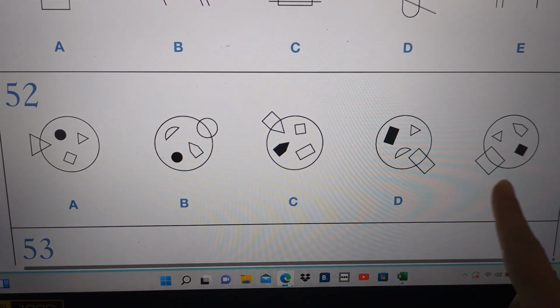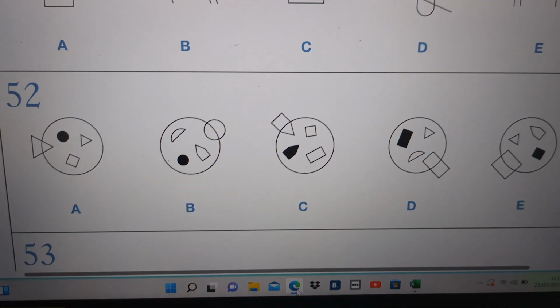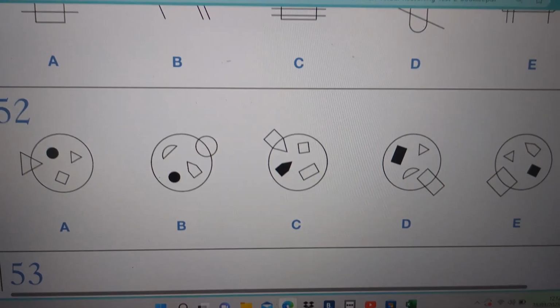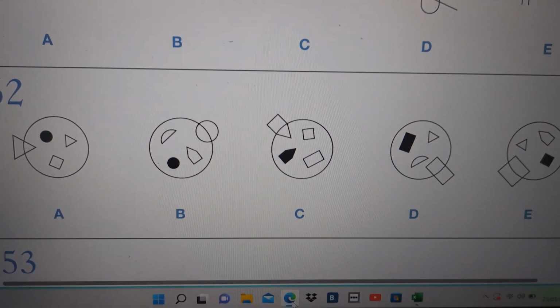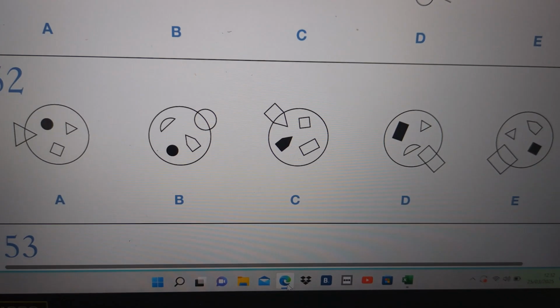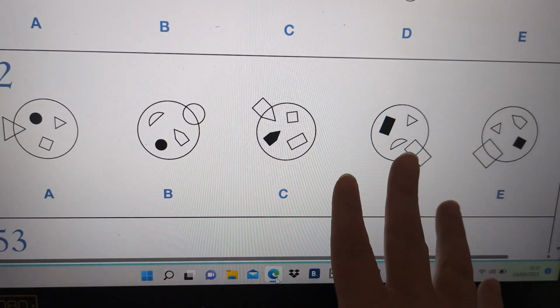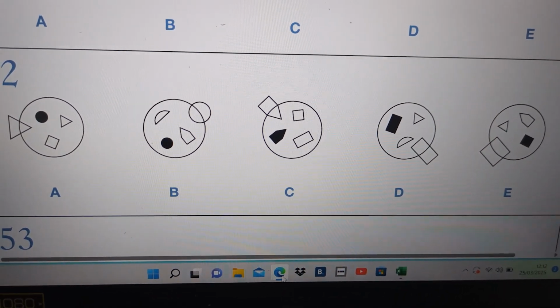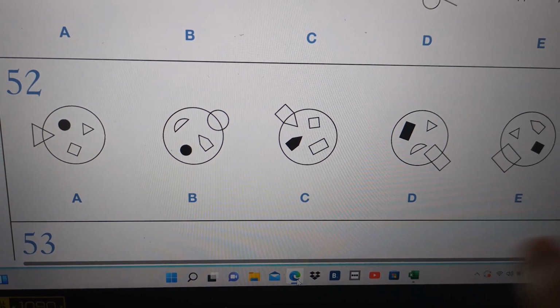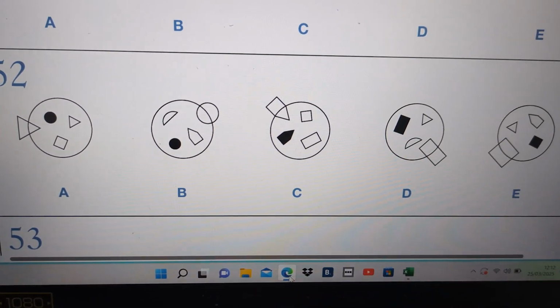This is the next question we're going to look at. So if you want to pause the video to work it out yourself, you can. So I can see that there's different shapes in each circle, so I don't think it's got anything to do with needing a specific shape in each of the circles.